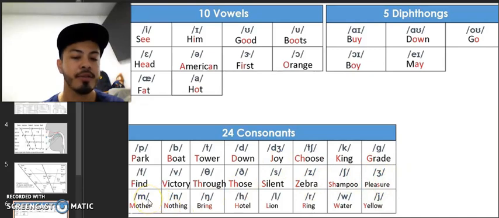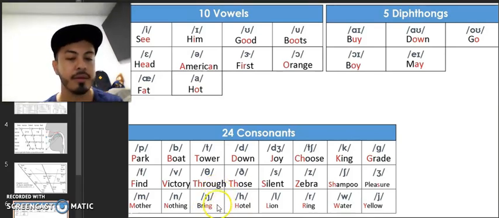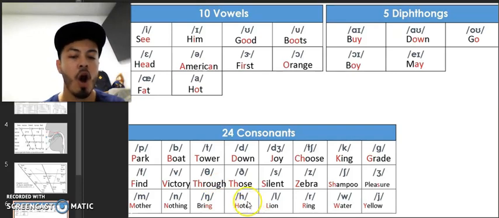Next is letter M. Mother. Letter N. Nothing. This symbol represents the sound "ng" most of the times. Well, not "ing", but "ng". So it sounds bring. It's very nasal. Hotel.